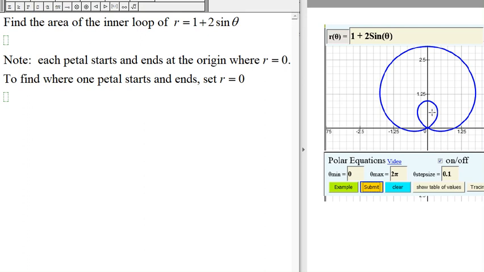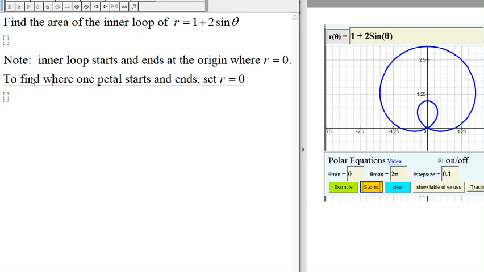To figure out the area of this inner loop, we have to figure out where it starts. It starts at what alpha and ends at what beta. We can see that this inner loop starts at the pole, then goes around, and ends at the pole. So for the inner loop, let's make a note of that: it starts and ends at the origin of the pole, where r is equal to 0.